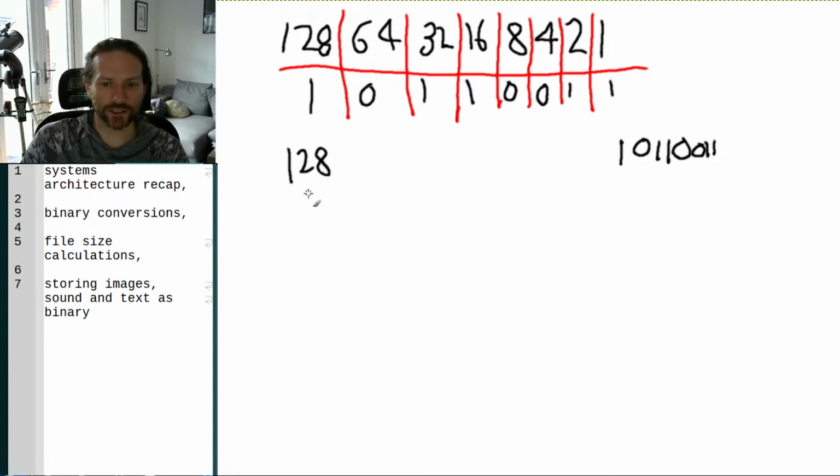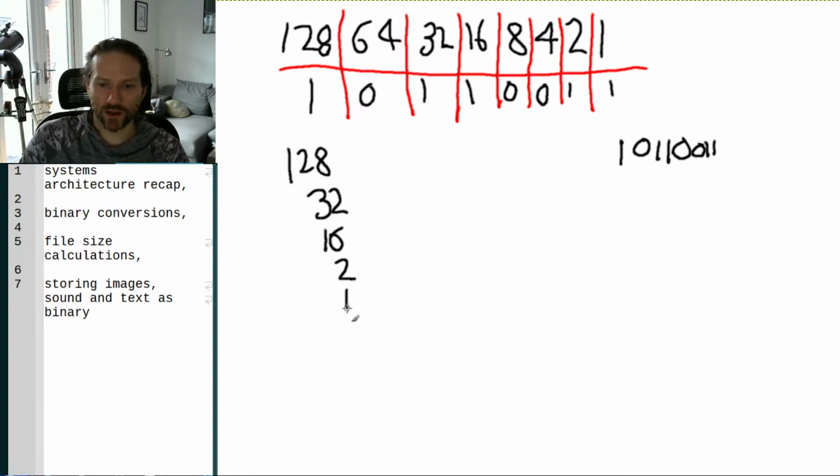We've got 32. We've got 16. There's a 0 there, so we're going to skip that. There's a 0 there, so we're going to skip that. We've got a 2. And we've got a 1.